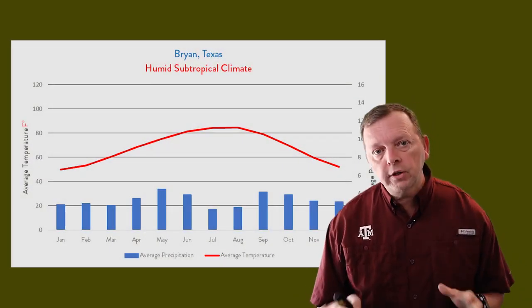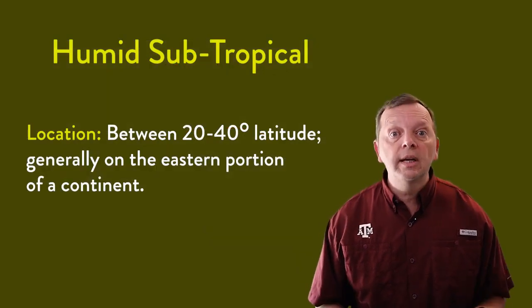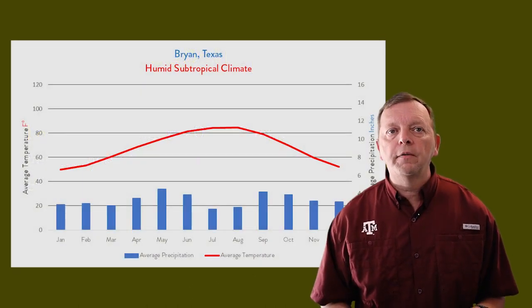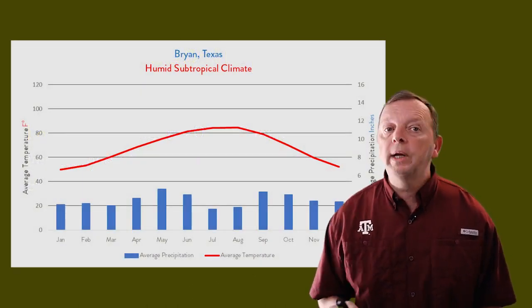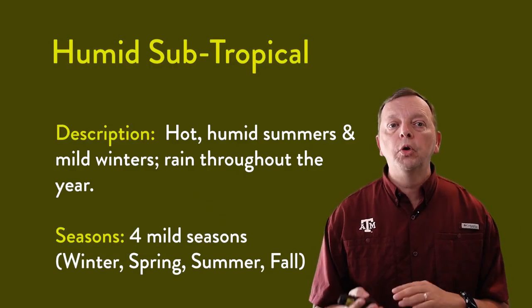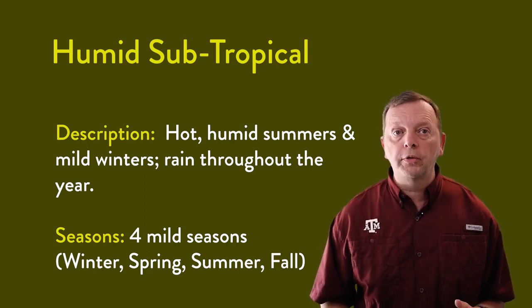in Bryan, Texas. Now, this climate usually can be found as close to the equator as 20 degrees and extends as far as 40 degrees of latitude. And as we look at the climate graph for the humid subtropical climate, we can see the beginning of 4 seasons, with the temperatures being cool in the winter and warmer in the summer. We also see precipitation throughout the year.